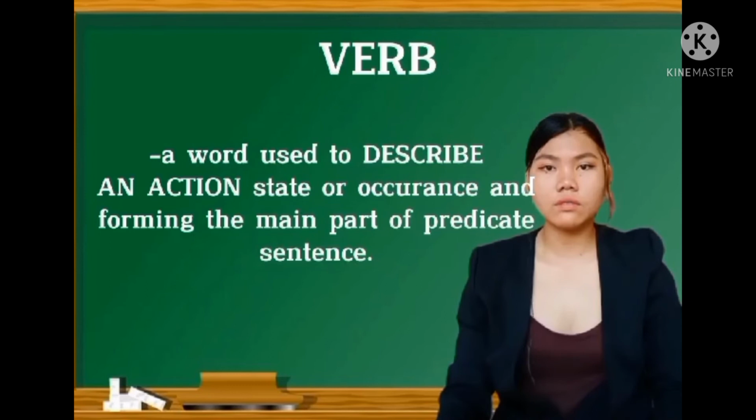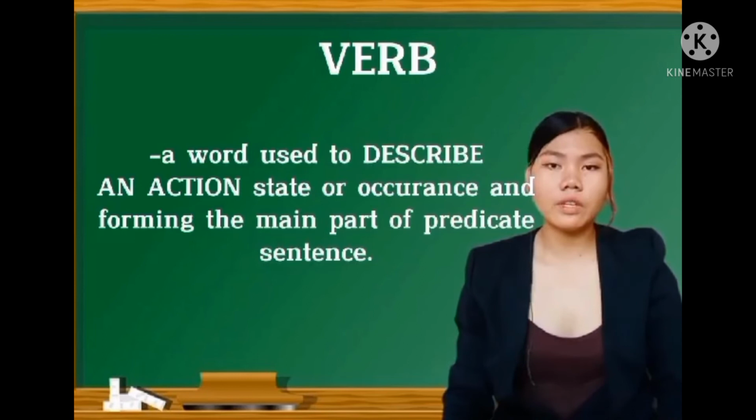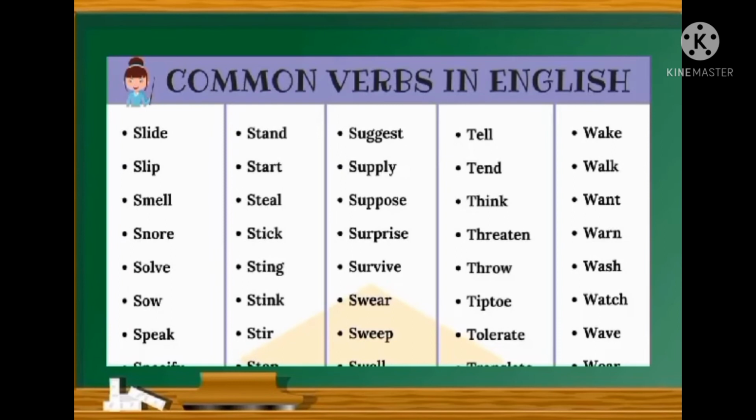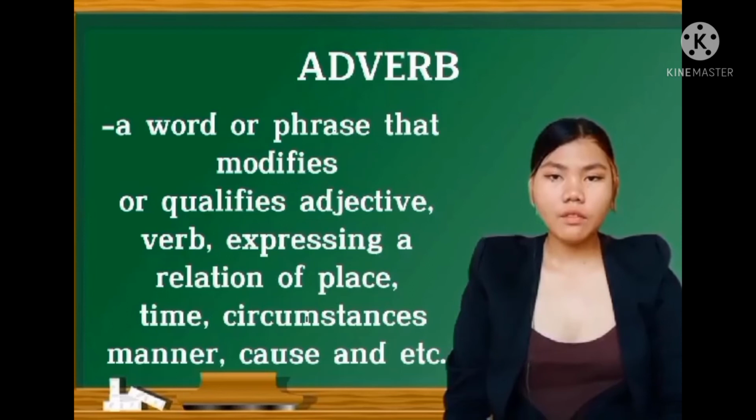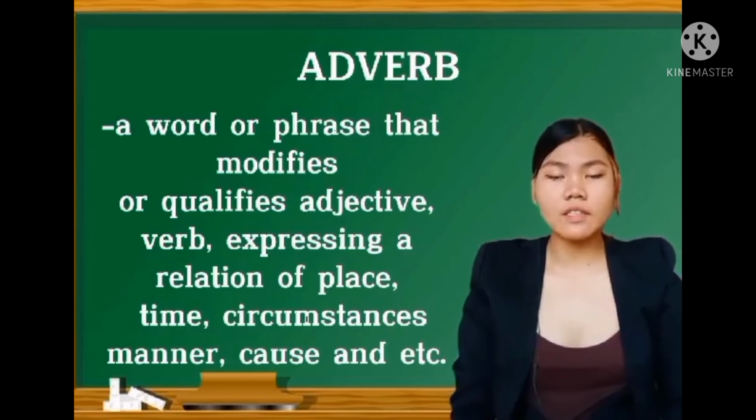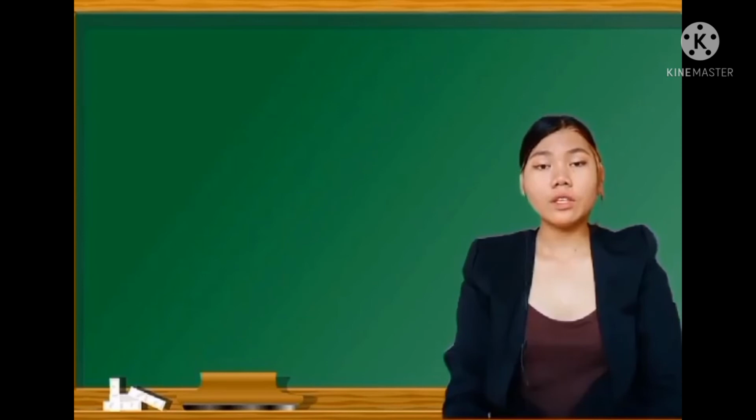I will give you some examples. What are the verbs in a sentence? So next, what is adverb? An adverb is a word or phrase that modifies or qualifies an adjective or verb, expressing a relation of place, time, circumstances, manner, cause, and etc. So, I will give you some examples of adverb.